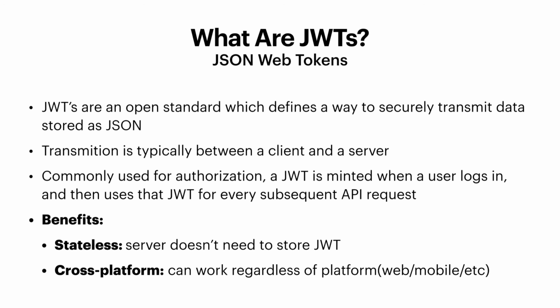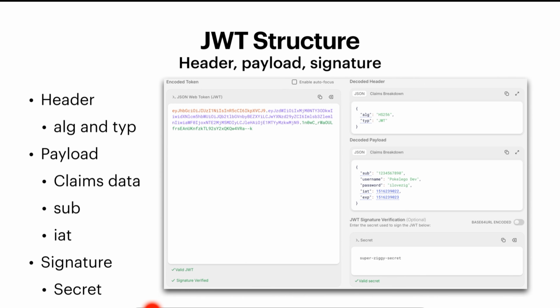We're going to be able to mint a JWT when the user logs in, and then that user will use that JWT for every subsequent API request. But what does the JWT look like? Well, we can really break it down into three parts. The first being the header. So that's going to be the type, JWT, and the algorithm. In this case, we're using HS256, and then the payload.